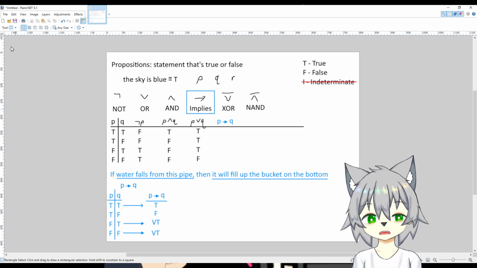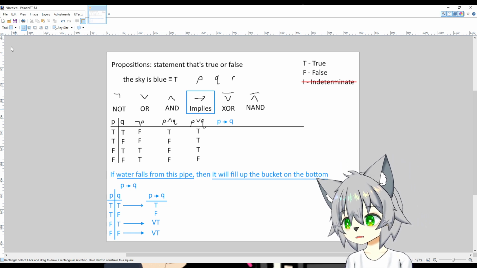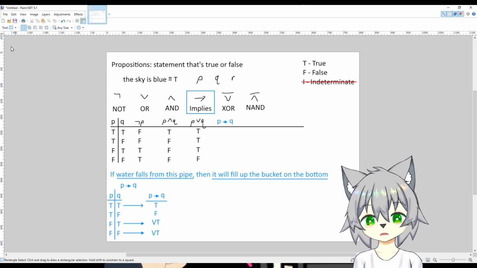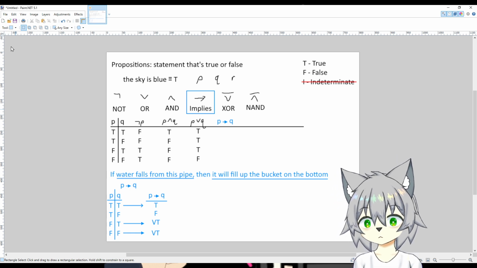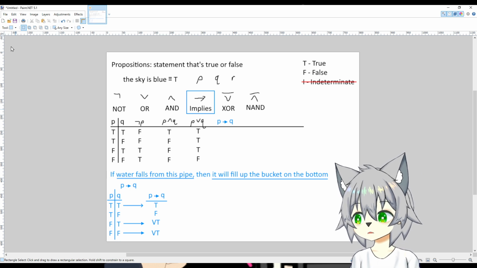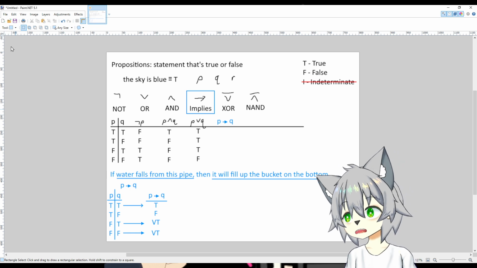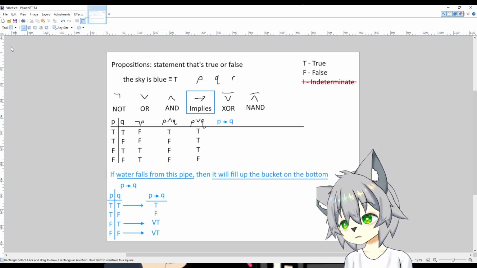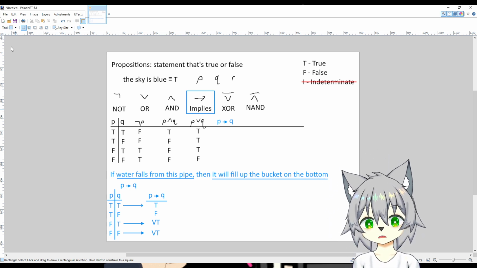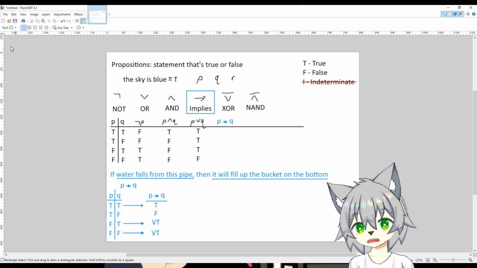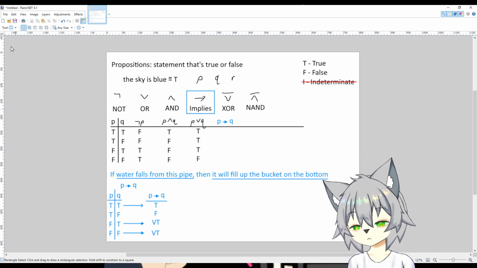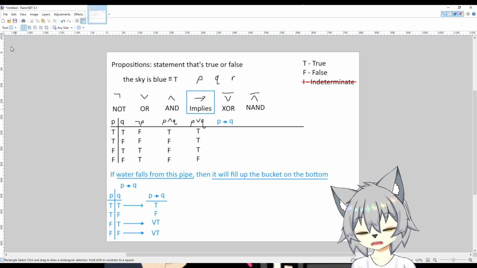Because whether or not the bucket on the bottom is full, if water does not fall from this pipe, then there's nothing to prove, because the statement is: if water falls from this pipe, then it will fill up the bucket on the bottom. But if water does not fall, this statement doesn't say anything about water not falling from this pipe. It says only when water falls from the pipe. It doesn't really matter if it does. It's when the water falls from this pipe that we can continue on with our implied statement.